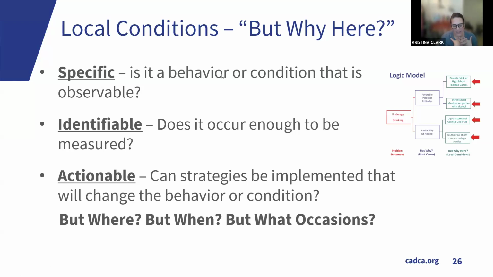I cannot observe that someone does not think marijuana is harmful. I can observe that because they don't think it's harmful, they're sharing at school, or they're using at football games, or they're using in certain parks, right? We want to make sure we can measure it. Does it occur enough that we can measure it over and over again?